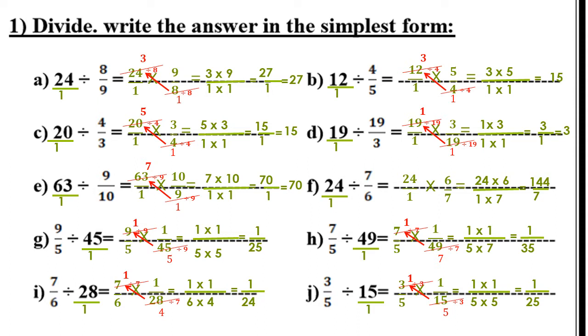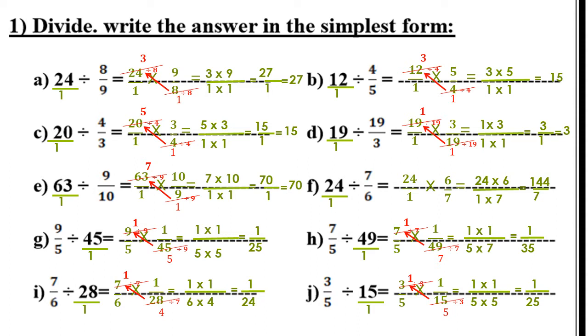9 over 5 divided by 45. So 9 over 5 times 1 over 45. 9 and 45 are together in table 9. So I'm going to divide by 9 up and down. 9 divided by 9 is 1. 45 divided by 9 is 5. So up 1 times 1, down 5 times 5. So 1 over 25.